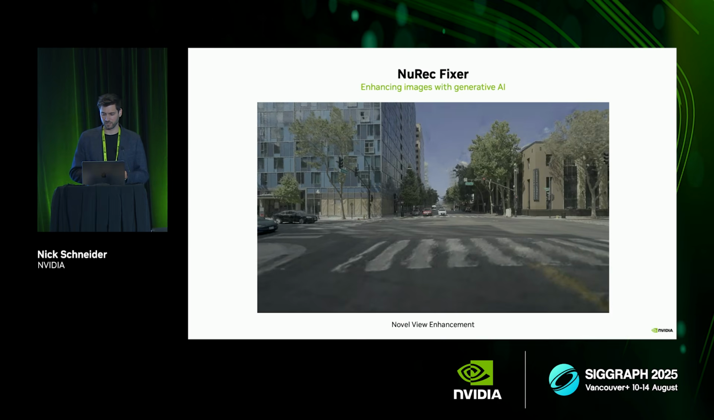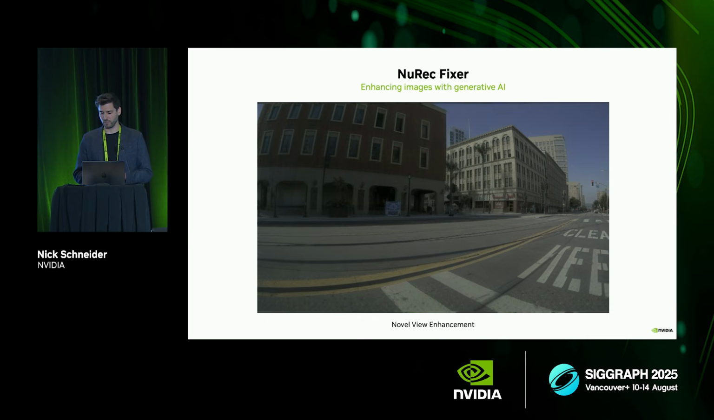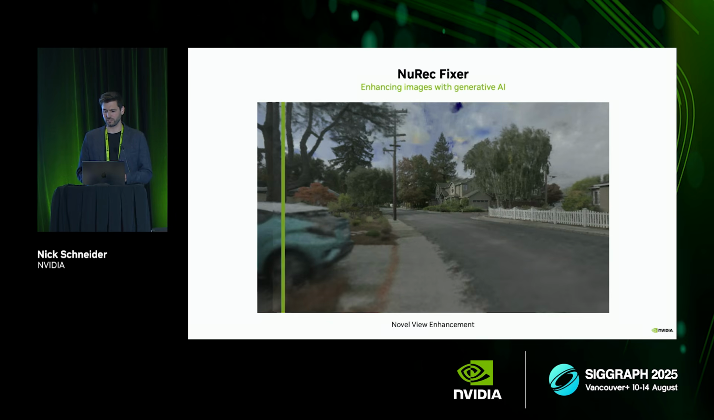So NuRec Fixer is a model that enhances the reconstructions, and with that, it allows us to create much cleaner renderings. The base of Fixer is the Cosmos World Foundation model, which leverages knowledge from millions of physically grounded drives. So we can fill those holes in the observation and enhance the reconstruction fidelity significantly.